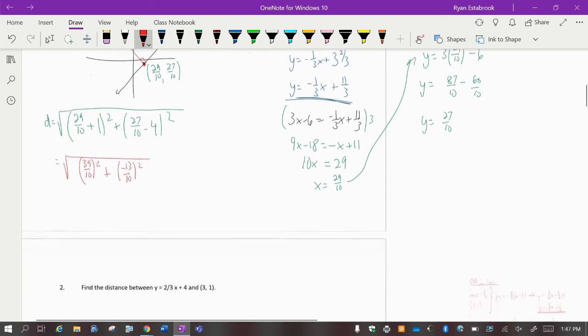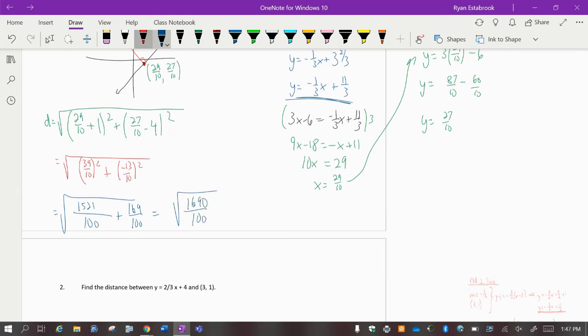And when you square these fractions, square the numerator and square the denominator, so we get 1521/100 plus 169/100 when we square those. We add those together, because they have the common denominator, we get square root of 1690 divided by 100. Now about simplifying this, I guess I could divide them both by 10. The numerator would be square root of 169, which is perfect. It's 13. And it's over the square root of 10.